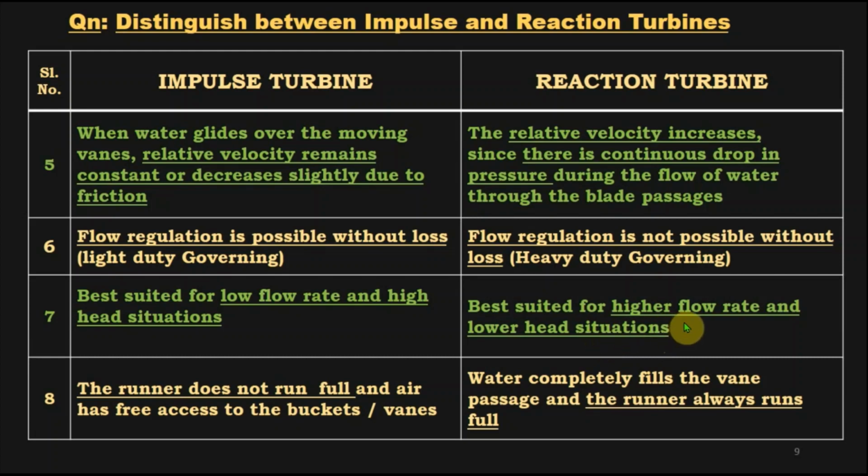Axial flow reaction turbines like Kaplan turbines, which have higher discharges, are best suited for very low heads, that is heads less than 50-60 meters.